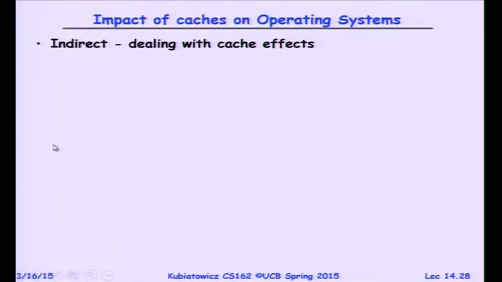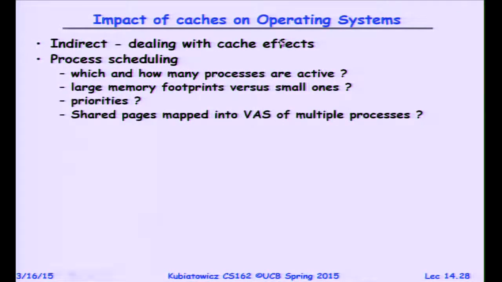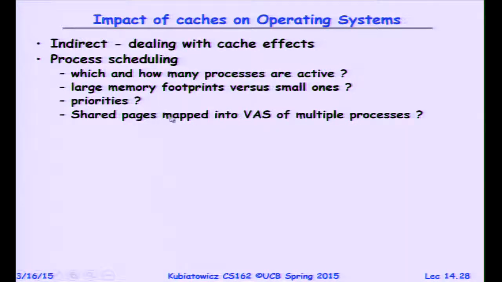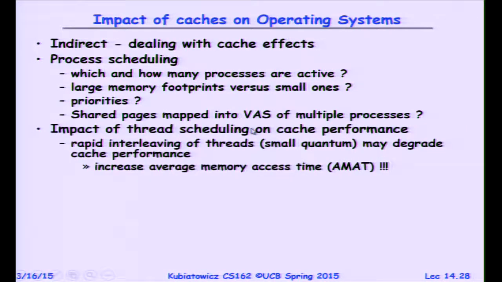So the impact of caches on the operating system is, on the one hand, indirect. There are all sorts of cache effects. We've already talked about this when we talked about switching between processes or threads too frequently, and it messes up the cache. That's one effect the operating system has to worry about. This gets into process scheduling: you might wonder how many processes are active, and whether they have large memory footprints or small ones. You could probably have a process with a big memory footprint and one with a small footprint running at the same time without bothering each other. You can have shared pages that are mapped into the virtual address space of many processes. These are all interesting questions.